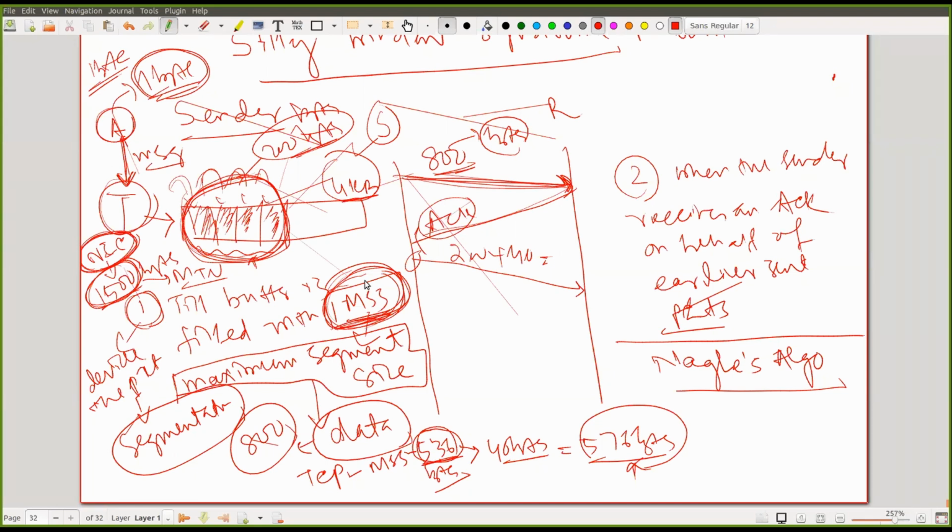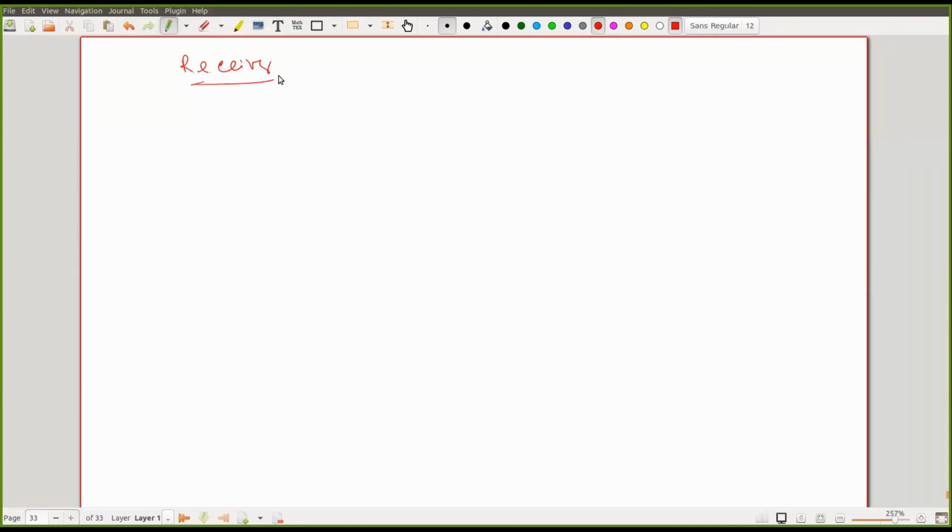Did everybody understand, or does anybody have any doubt about the sender problem? Please tell me. We discussed the problem and how to get rid of it. Now, to understand the receiver side, let me draw the diagram so that we can explain accordingly.